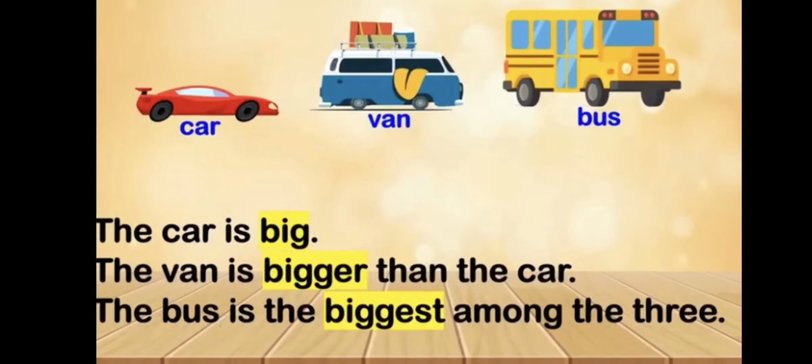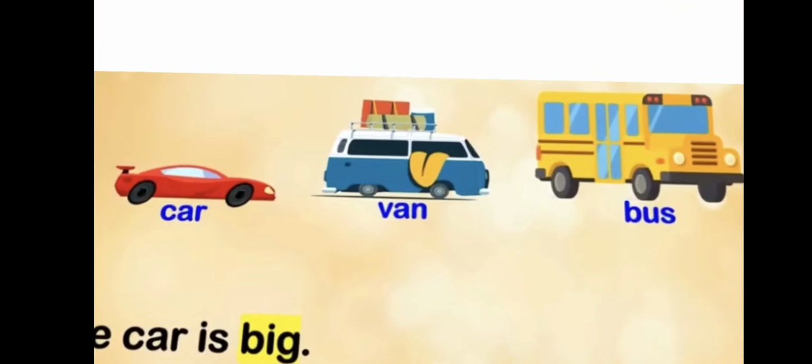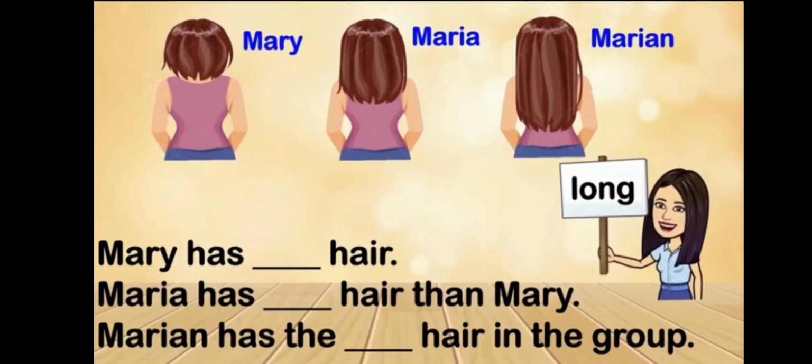Next example. Mary has dash hair. So here we are not comparing Mary's hair. So it will be a positive degree. Mary has long hair. Next, Maria has dash hair than Mary. We are comparing Maria with Mary. So what will it be? Yes, it will be comparative degree. So the answer will be longer. Maria has longer hair than Mary.